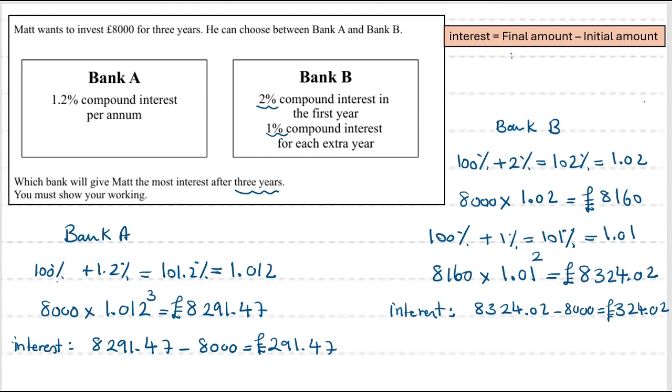So when we compare the interest in Bank A and Bank B, we notice that Bank B will give Matt the most interest after 3 years. So we write Bank B gives the most interest after 3 years.